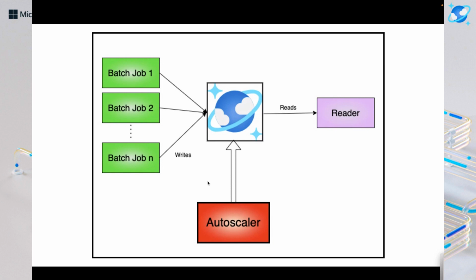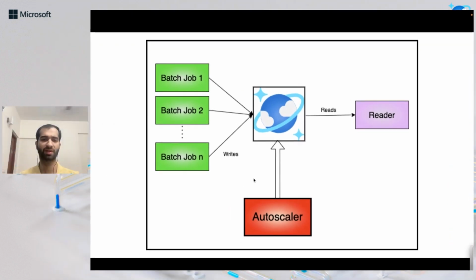The nature of these batch jobs is such that they run just for a few hours in a day, or with some particular frequency. For example, batch job 1 may run at an hourly level, whereas batch job 2 might run once a week, and another batch job might run once a day. So the frequency can vary, and the throughput at which they hit Cosmos varies, so the load on Cosmos is varying throughout the day. At the bottom you see the autoscaler. This is the thing that we are going to talk about in this session.